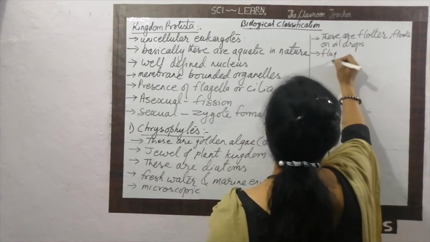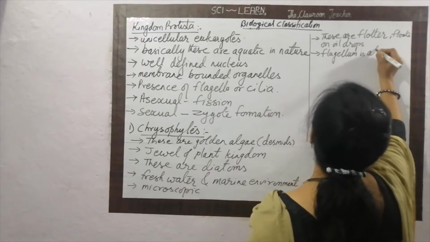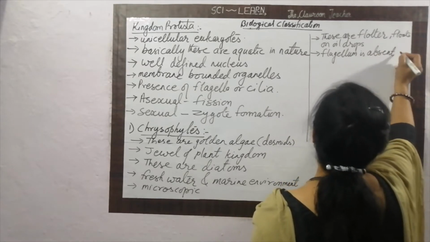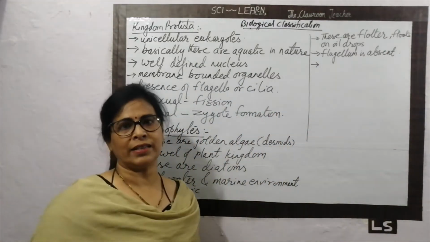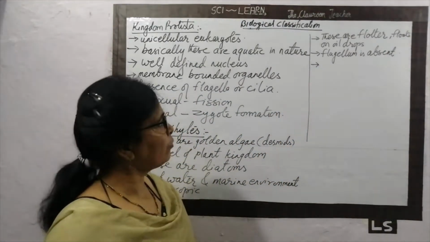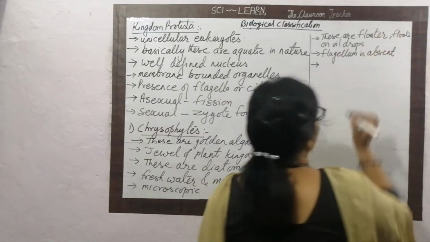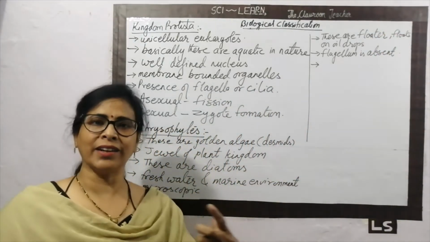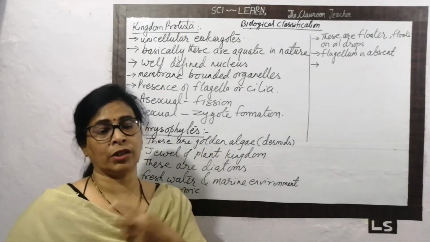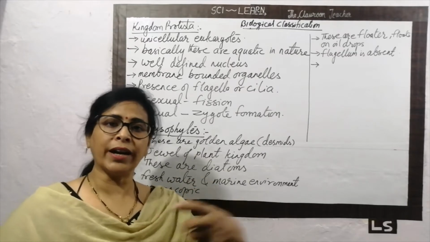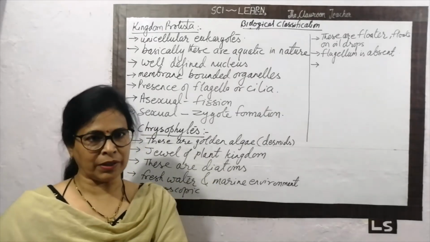What is flagellum? It is the locomotory organ, and flagellum is absent in all the members of this class. So they have no flagellum, but they are floaters. Why? Because they are able to float with the motion of the water, the wave or current of the water, from one place to another.